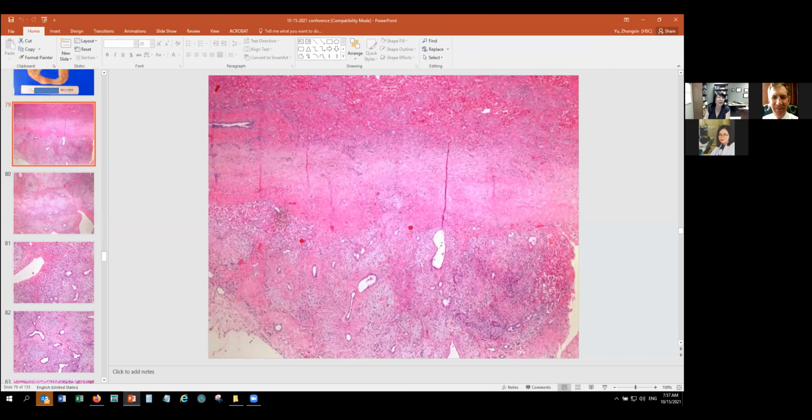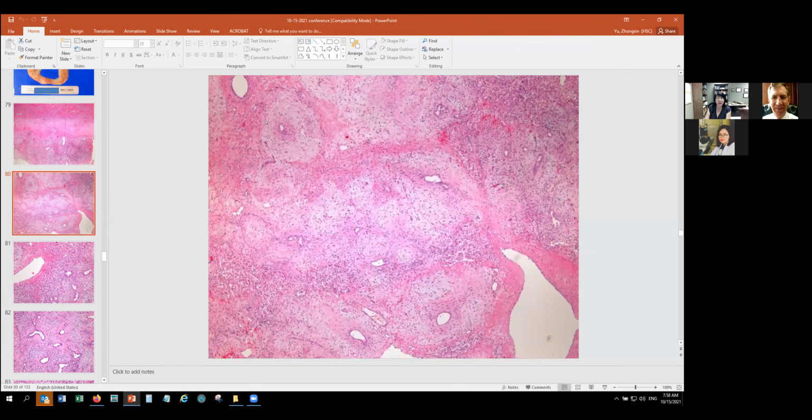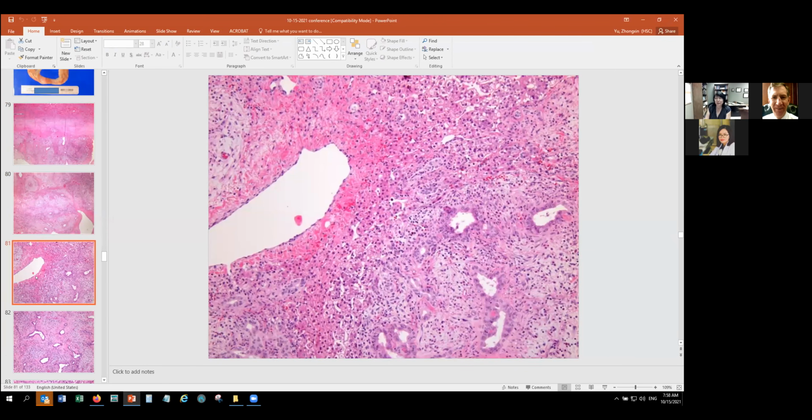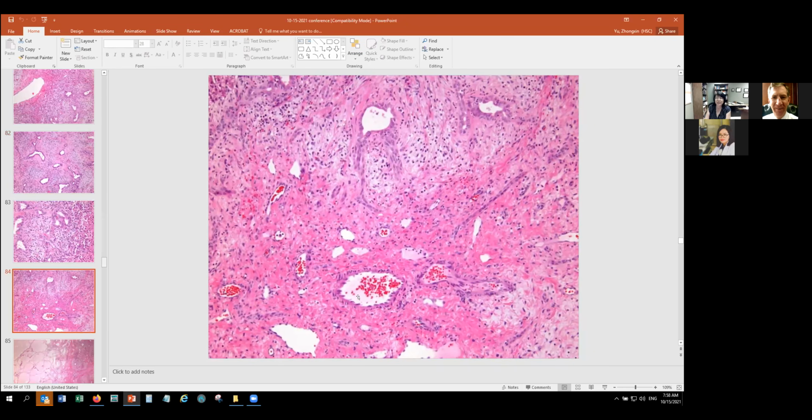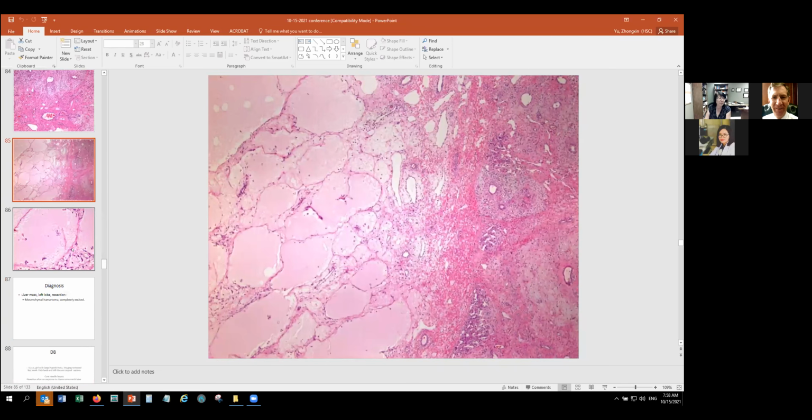So that's just a capture of that. We just see that pale edematous change. That's vessel. That's the bile duct. Bile duct irregular, spindle cells, some vessel, edematous change.